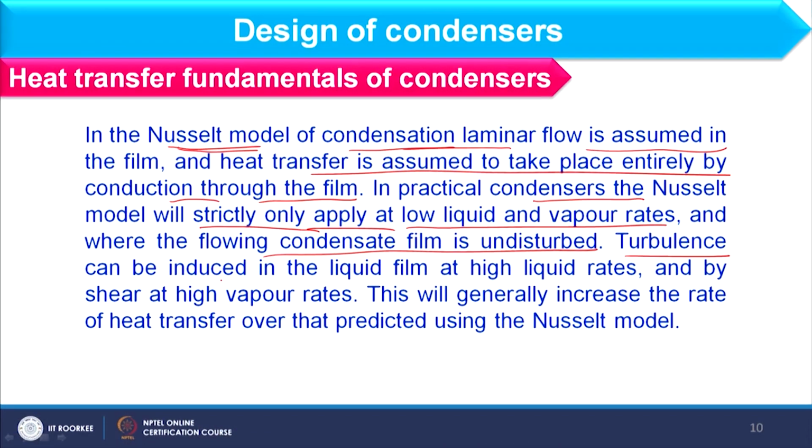So, film should move uniformly at the surface. Okay. So, it should not be disturbed. Further, turbulence can be induced in the liquid film at high liquid rates and by shear at high vapor rates, because vapor movement is available along with the condensate film movement, and because of that some turbulence may occur because of the shear.